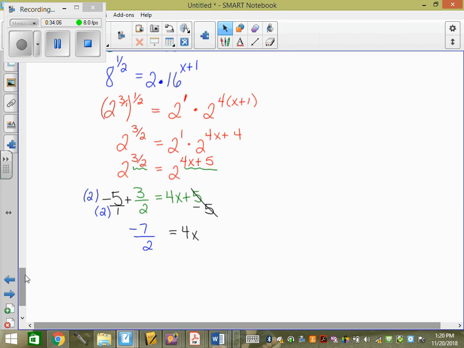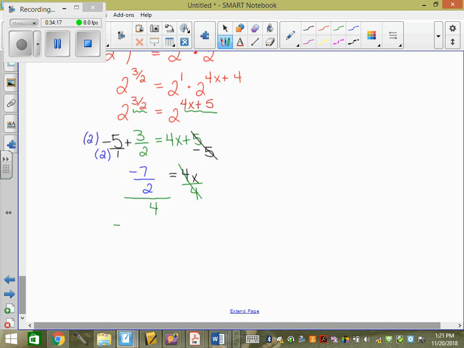And then I'm going to do something weird. I'm going to go like this, divided by 4. What did I tell you to do when it looks like that? Not write it like that. Write it sideways. So I'm going to get negative 7 over 2 divided by 4 equals x. Then what do I do? Negative 7 over 2 times a quarter equals x. So x equals negative 7 over 8.